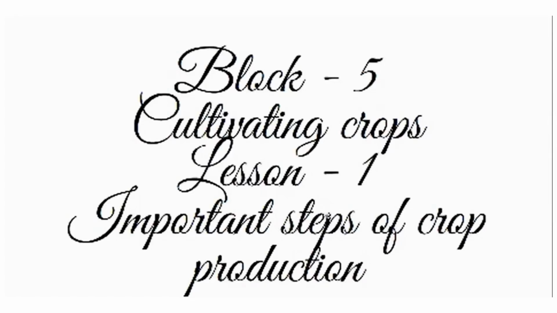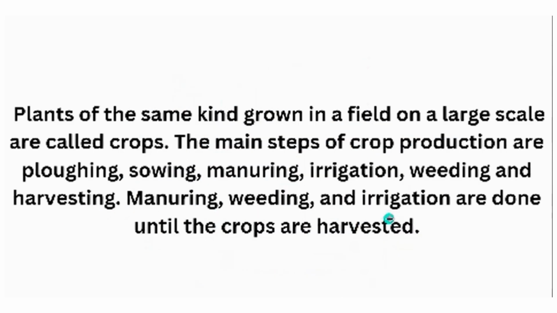Block 5. Cultivating crops. Lesson 1. Important steps of crop production. Plants of the same kind grown in a field on a large scale are called crops. The main steps of crop production are plowing, sowing, manuring, irrigation, weeding, and harvesting. Manuring, weeding, and irrigation are done until the crops are harvested.